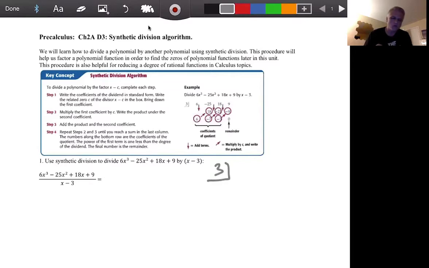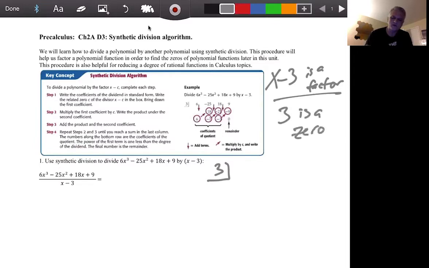Okay, so because x minus 3 is a factor, okay, this is a term that we used earlier in 2A. That means that 3 is a 0 or an x-intercept, right? So because 3 is a 0, we are going to put 3 outside to divide with.